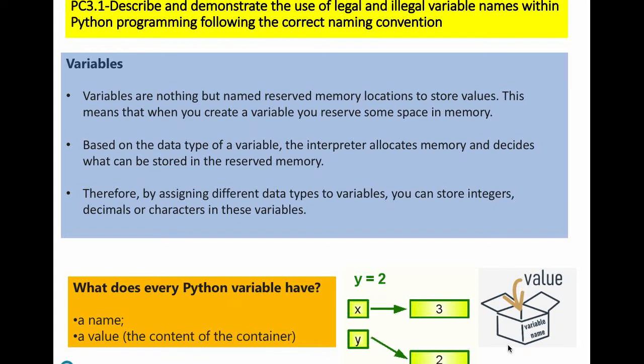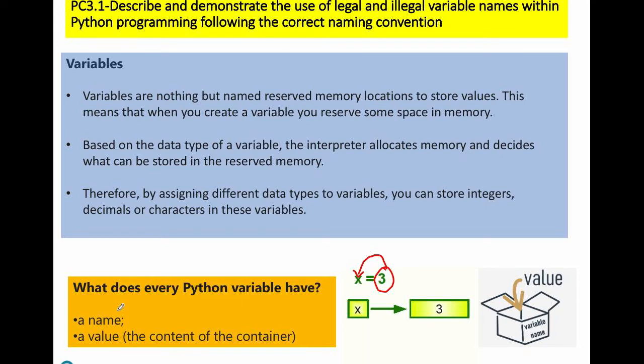This means that when you create a variable, you reserve some space in the memory. Based on the data type of a variable, the interpreter allocates memory and decides what can be stored in the reserved memory. Therefore, assigning different data types is possible, such as integers, decimals, or characters. At the bottom here, you can see x and y. We say that, for example, 3 is stored in the variable x. You can see the number will be stored depending on which variable is assigned to it.